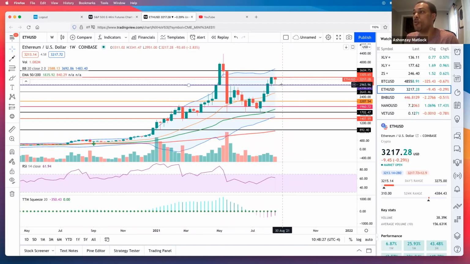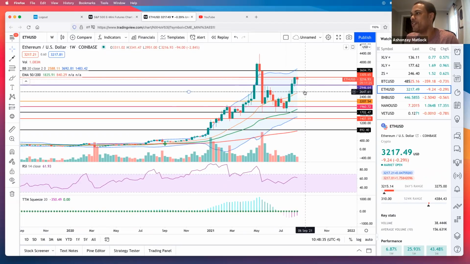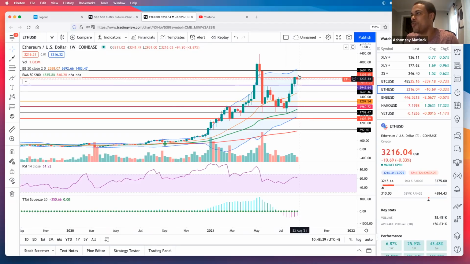As far as pullback levels to pay attention to, if we do get a little bit of a pullback on Ethereum, it could come as low as this 2,650 or so, 2,635. That's where our 20-day moving average is. So that, again, would be a nice, decent entry for you to get in at 2,500. And from 2,500, we can then bounce and go to 3,600 and beyond.